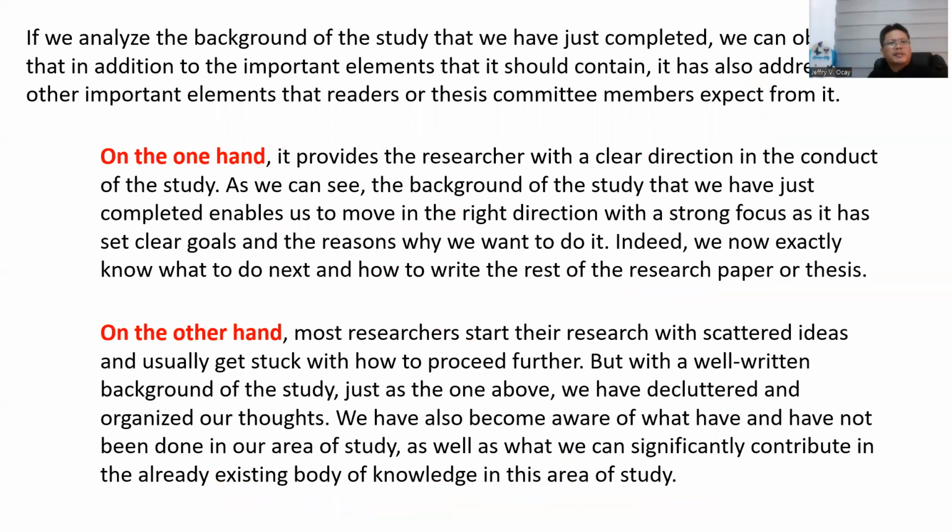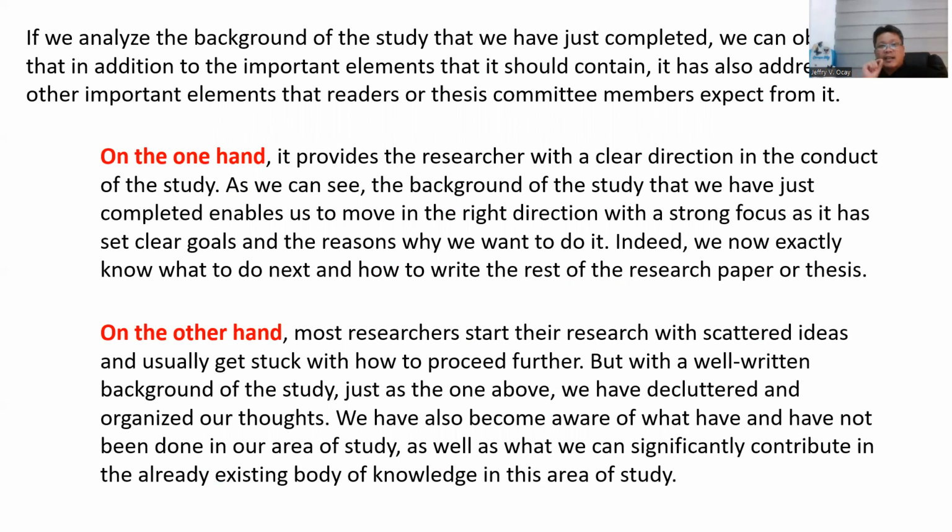So if we analyze the background of the study that we have just completed, we can observe that in addition to the important elements that it should contain, as I mentioned a while ago, the 6 elements or the 5 elements, it has also addressed other important elements that readers or thesis committee members expect from it. And please take note of this: the importance of writing the background of the study based on those rules of thumb. Right? On the one hand, it provides the researcher with a clear direction in the conduct of the study.